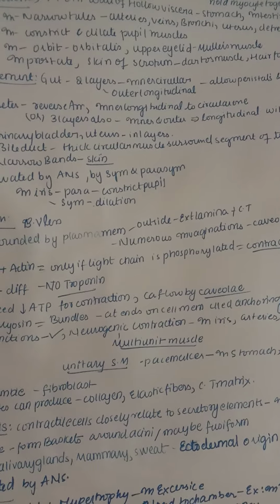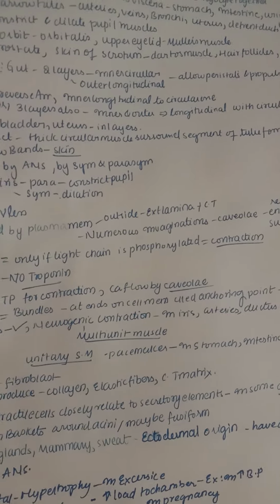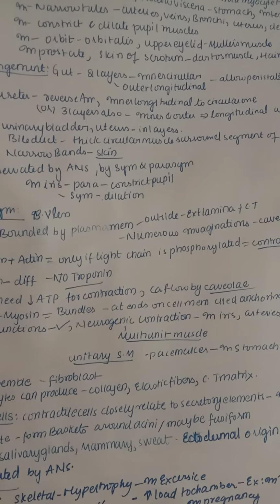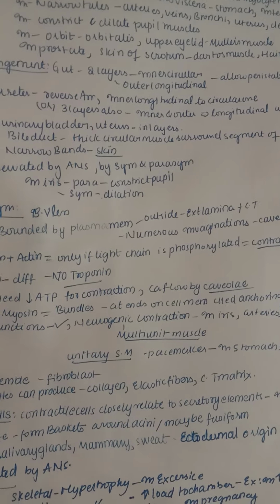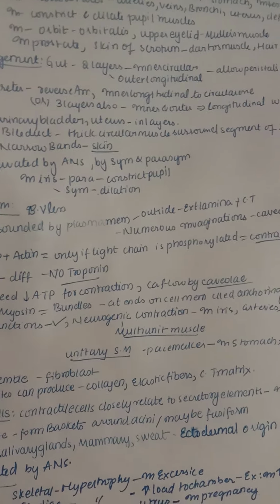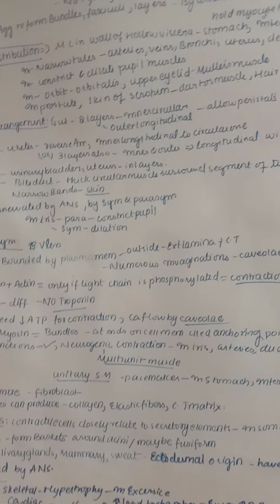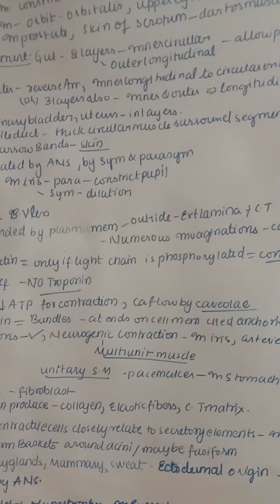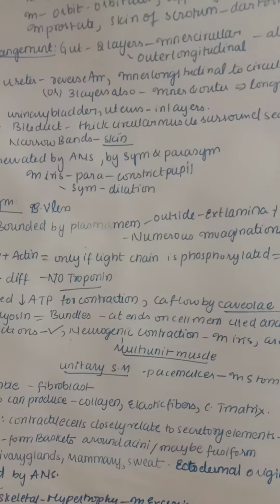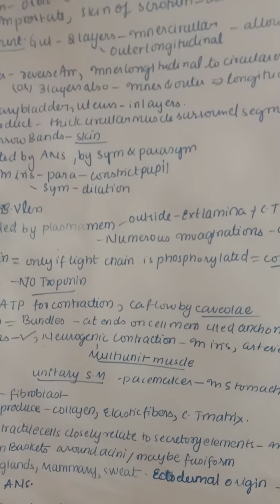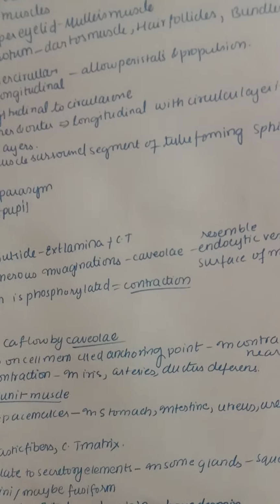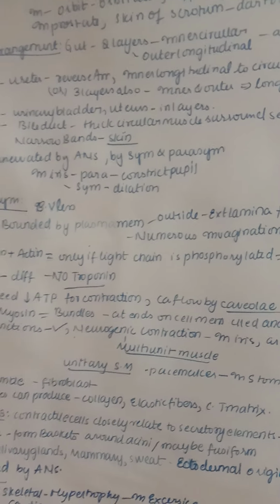The arrangement you can see in the gut is mainly two layers, inner circular and outer longitudinal, which allows peristalsis and propulsion of food. In the ureter it is a reverse arrangement, inner longitudinal and outer circular, and sometimes it may also have three layers, inner and outer longitudinal with a circular layer in between. In the urinary bladder and uterus it has many layers, and in the bile duct there is thick circular muscle surrounding the segment of the tube, forming the sphincter. And narrow bands are present in the skin.